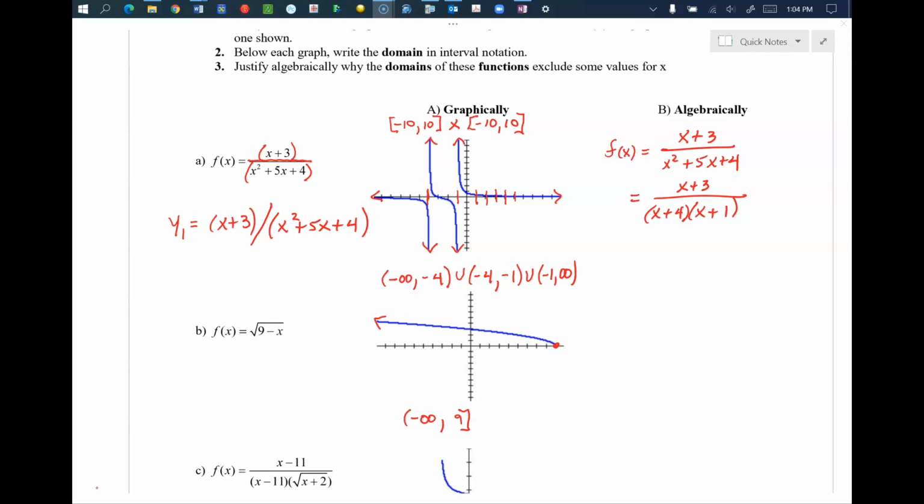Now, you might be asking, well, why does it stop at 9? Well, we are only working with real numbers right now in this course, so we're going to restrict our attention to that. So you have to think about, what kind of numbers can I take the square root of?